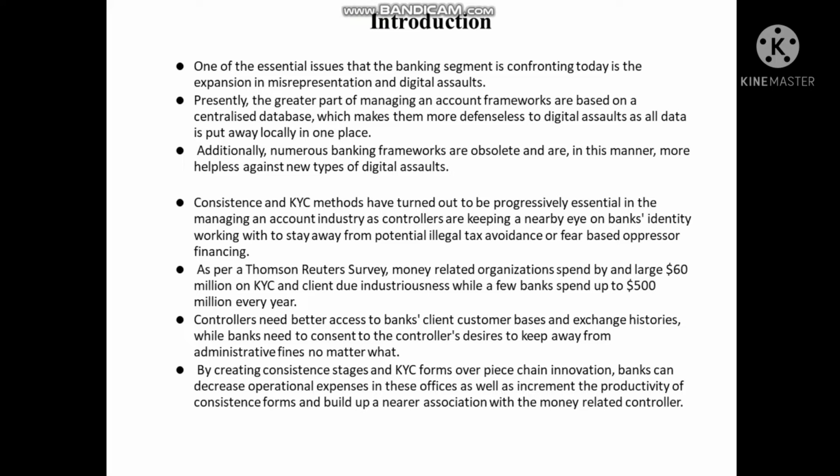the essential issue that the banking segment is confronting today is the expansion of frauds and digital attacks. Presently, the greater part of banking systems are based on a centralized database, which makes them more vulnerable to digital attacks as all data is stored locally in one place. Additionally, numerous banking systems are obsolete and are thus more vulnerable to new types of digital attacks, and the KYC maintenance cost is also very high.